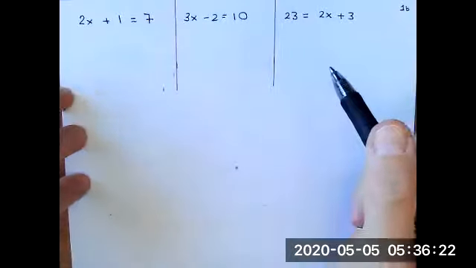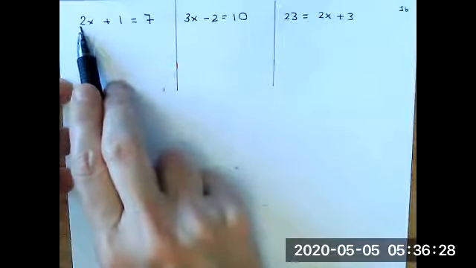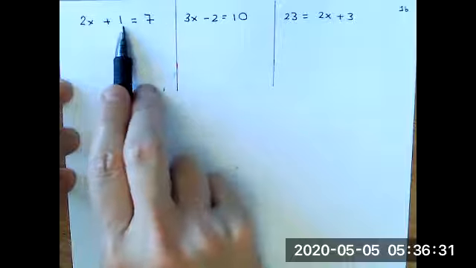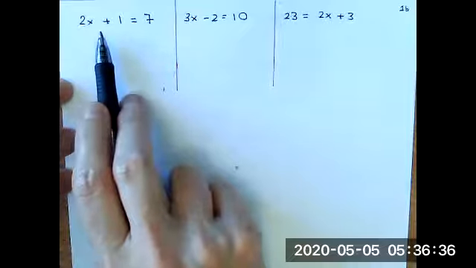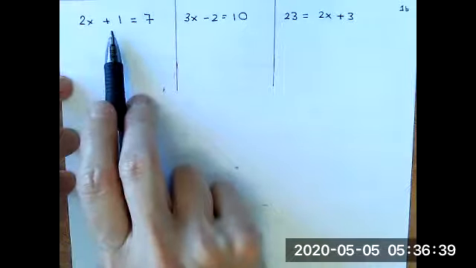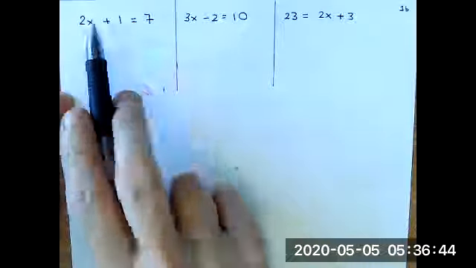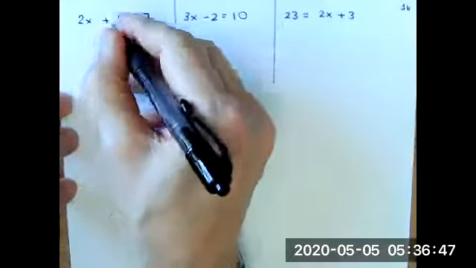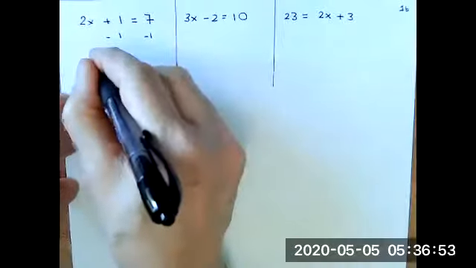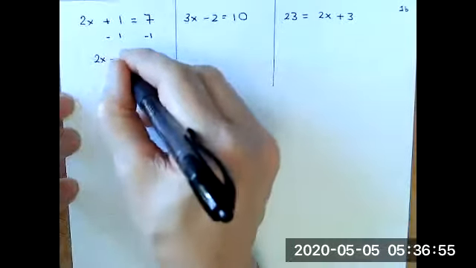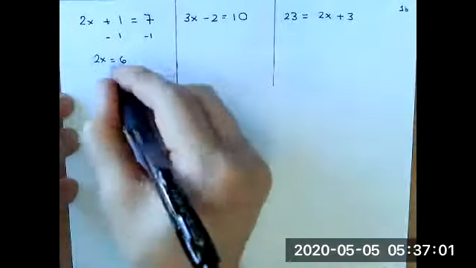Let's do some examples with 2 steps. So there's 2 things being done to the x. It's being multiplied by 2 and then increased by 1. So we do the opposite operation in the opposite order of the order of operations, which means we do add, subtract first, and then multiply or divide. So the opposite of adding 1 is subtracting 1. So we get 2x equals 6. And then divide both sides by 2.